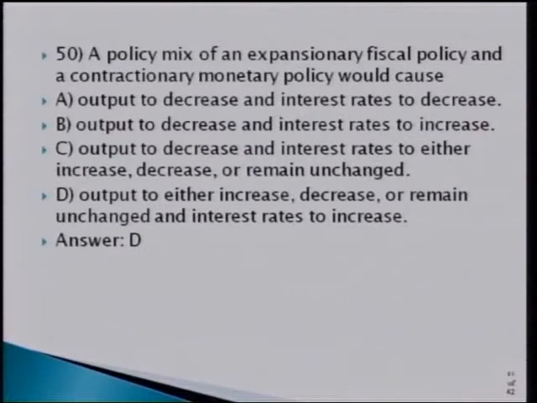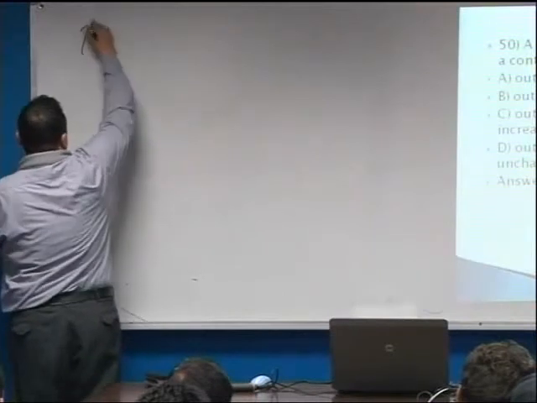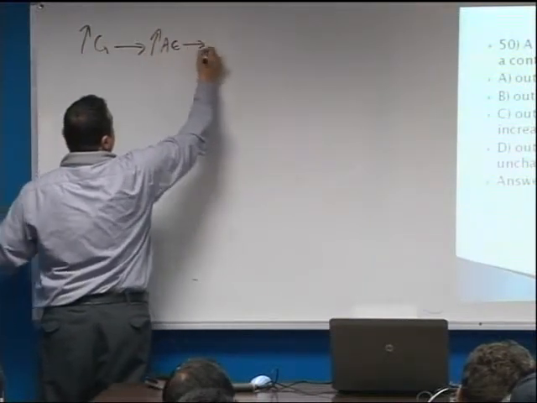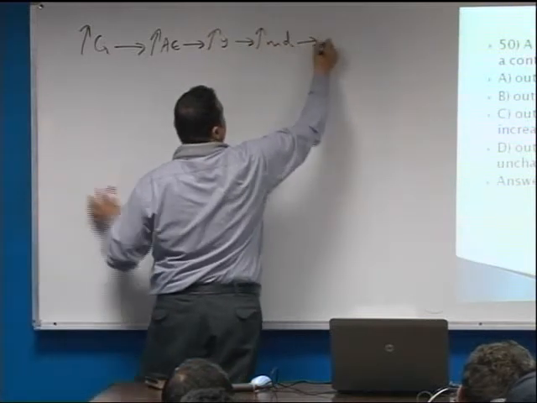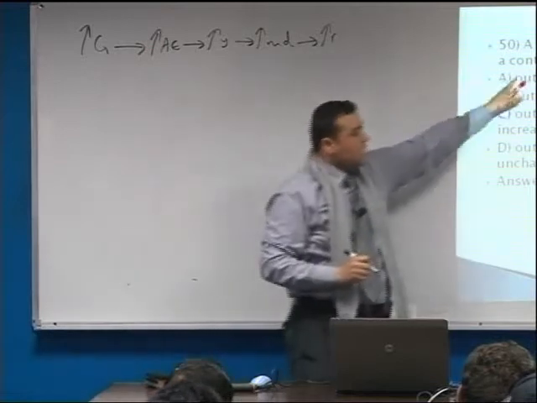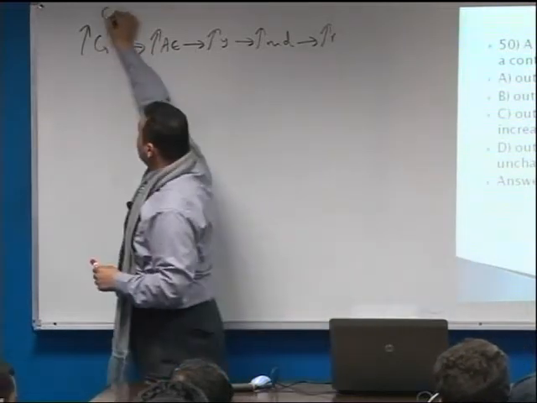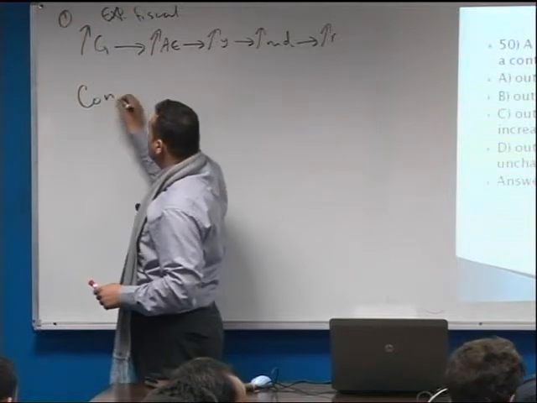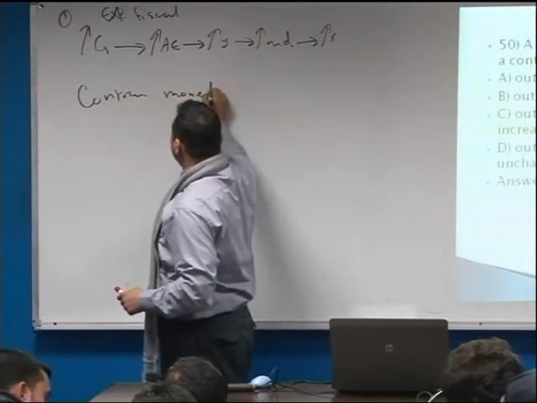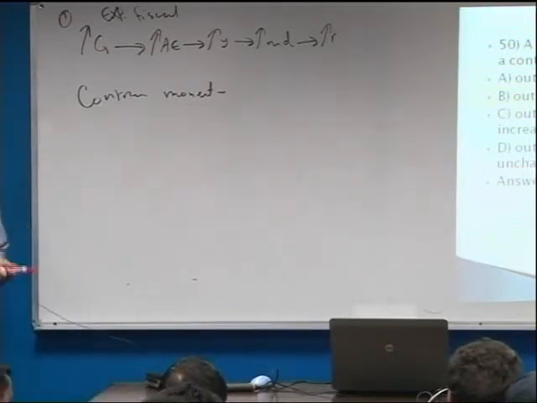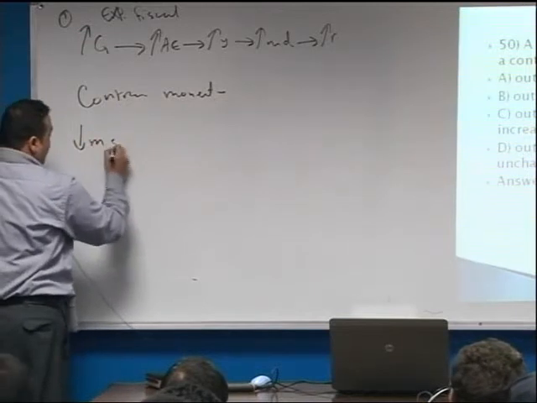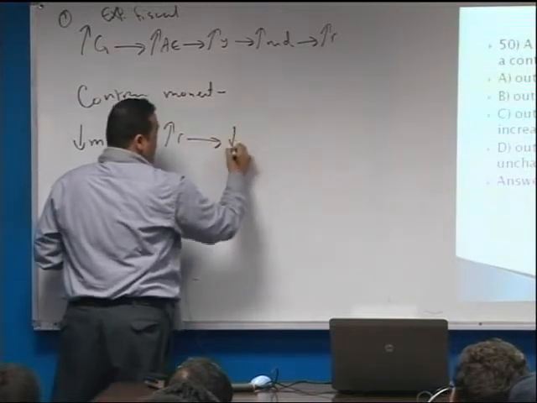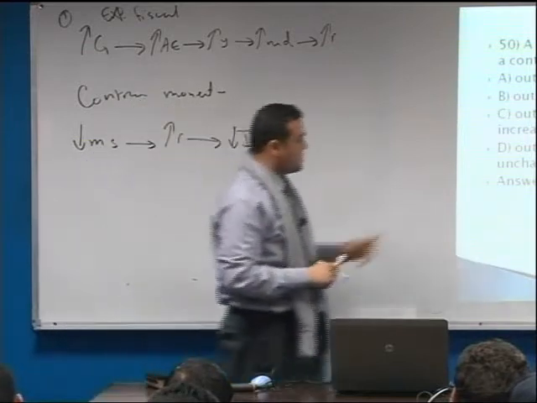A policy mix of an expansion fiscal and contraction of monetary would cause what? Expansion fiscal means increasing the government spending, increasing aggregate expenditure, increase Y, increase money demand, increase R. That's number 1. Number 2, contractionary monetary: we decrease the money supply, increase R, decrease I.